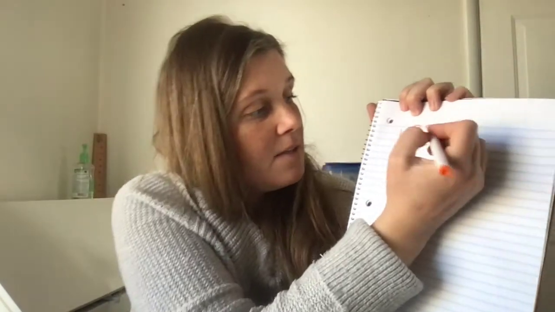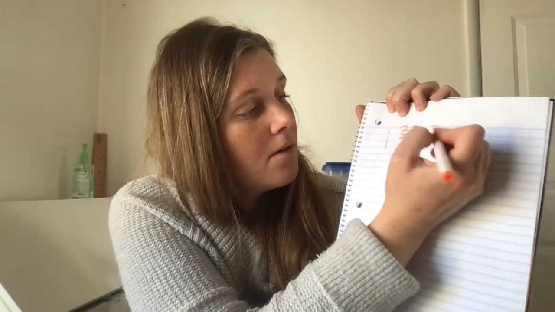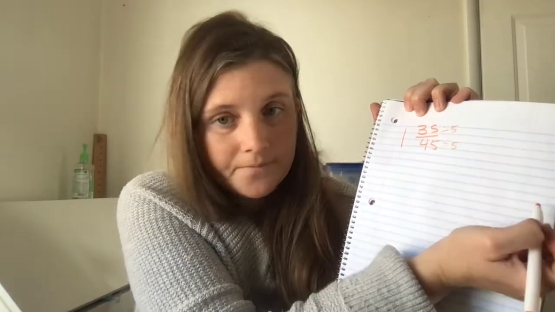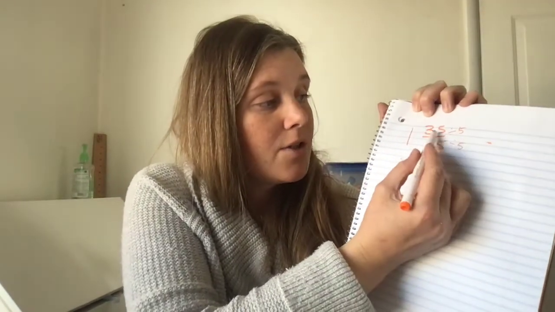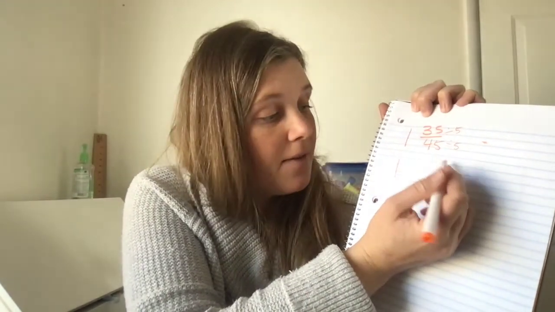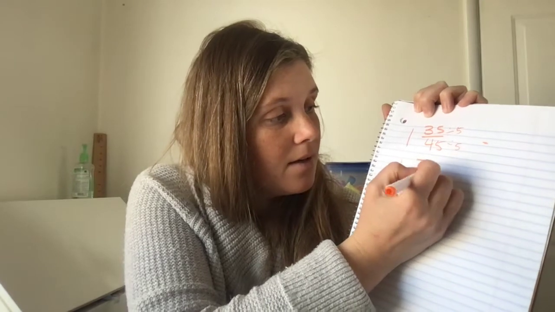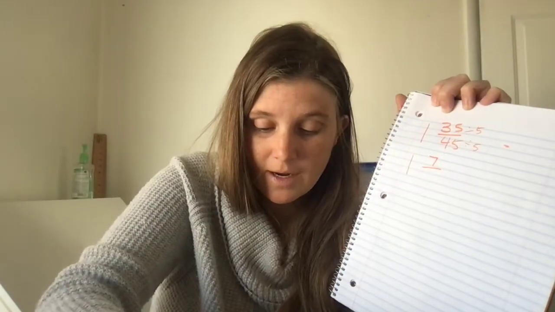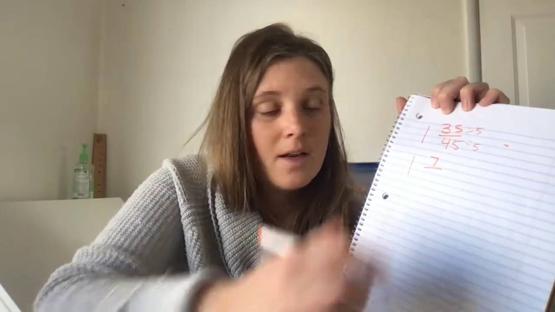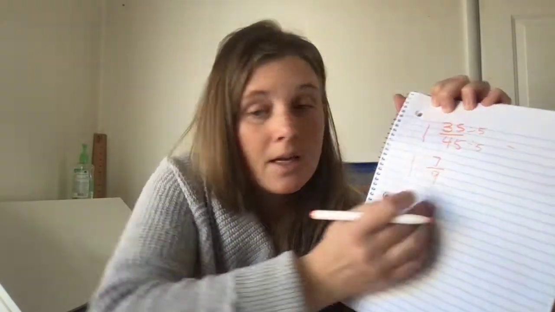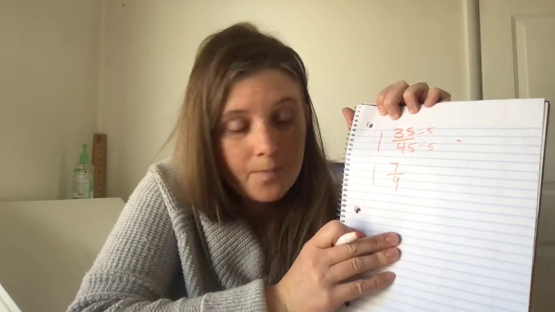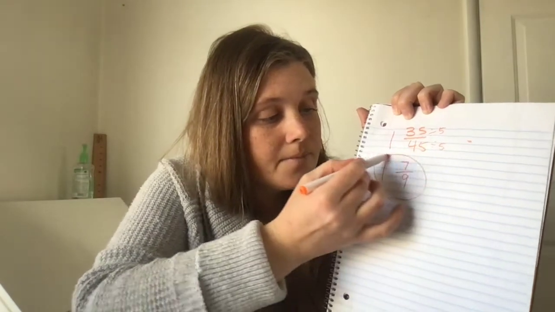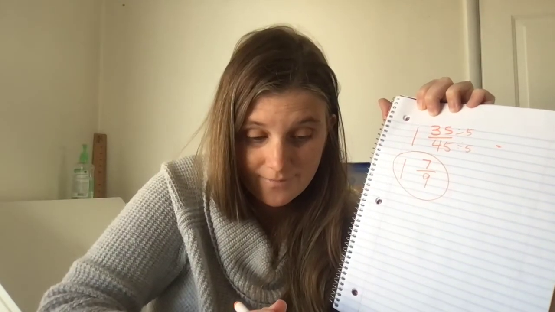So let's divide these by 5. So we get 1, and what's 35 divided by 5? 7. And what's 45 divided by 5? 9. Now, can we simplify that down anymore? No. So that's our answer. Okay? All right, let's try this one.